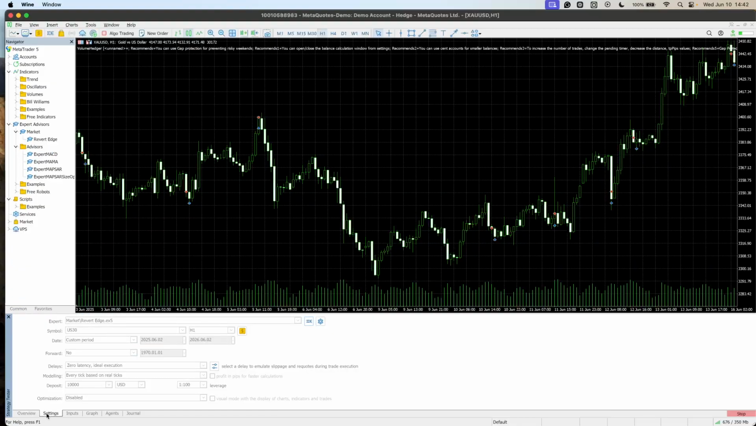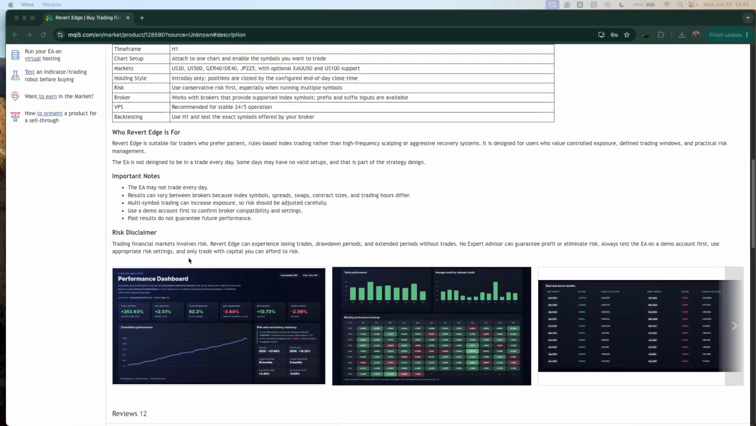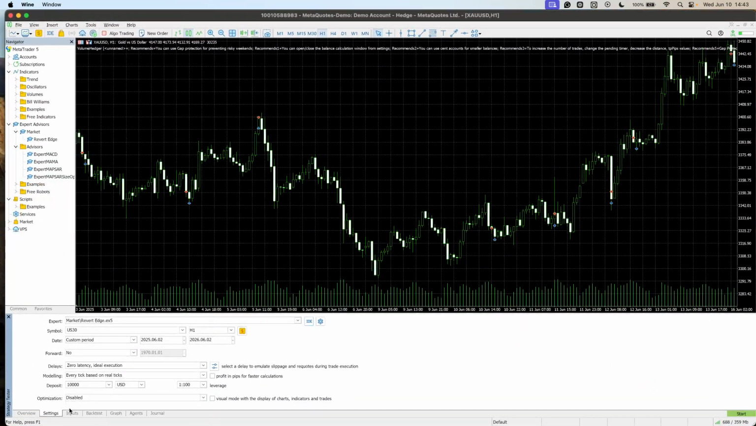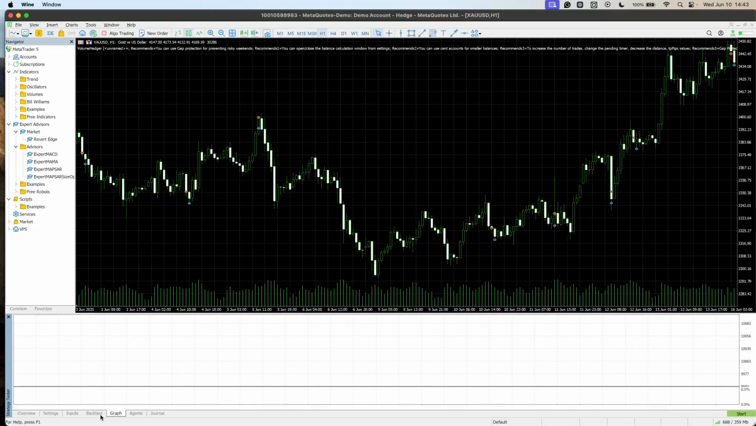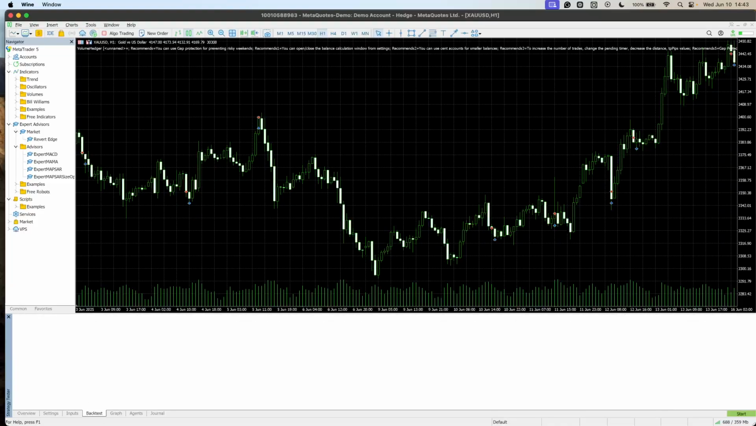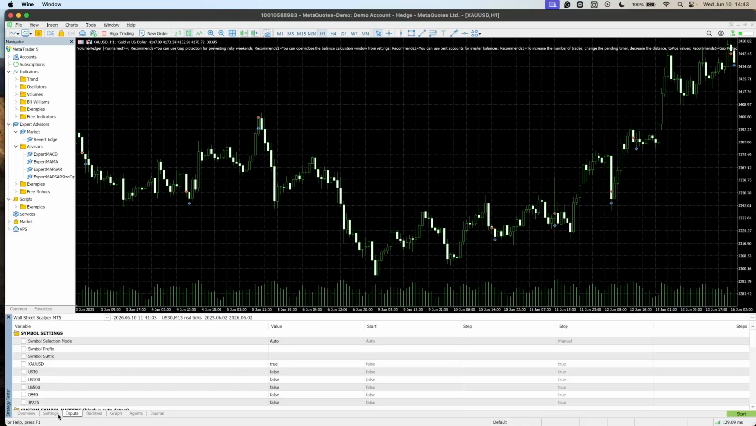So while we're waiting for this, let's go back to the page. And okay, I think it's done. Let's go back, and there is nothing here. You can see, I think it has to do with the broker configuration, the compatibility, because the developer warned about this, that it has to be compatible with your broker.